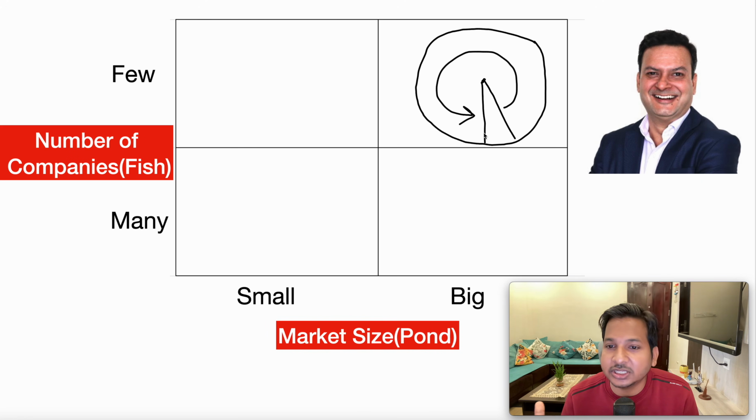Everybody has three phones, so he needs a SIM card. So the market is very big. The pond is very big and players are very few. This is the market where they have the pricing power, where they have the profitability.